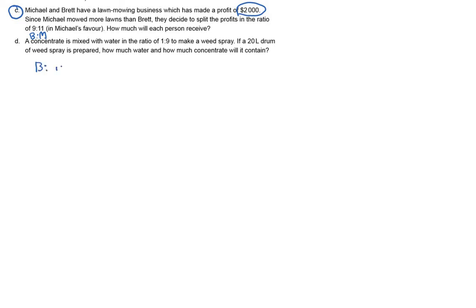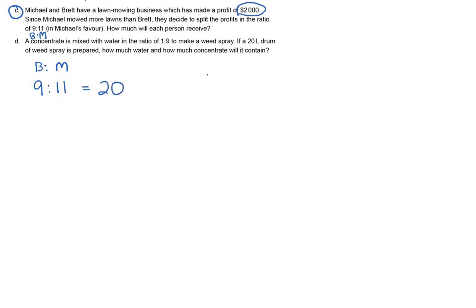Brett's share to Michael's share is 9 parts, or 9 shares, is to 11. Can you see that I'm not saying it's $9 or 9 hours or anything like that? I'm just saying it's 9 parts Brett gets and Michael gets 11 parts. So if I think about it, 9 plus 11 is 20 parts altogether.